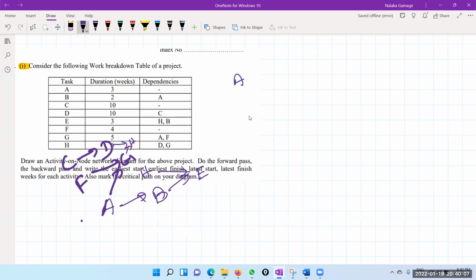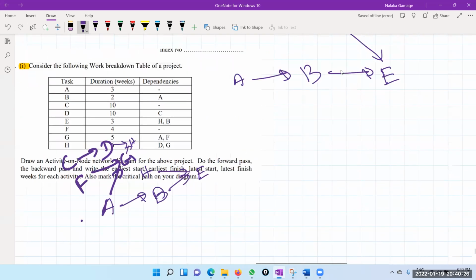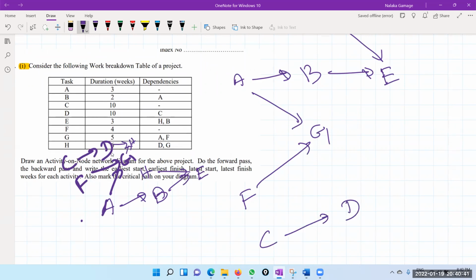So I have A. Depending on A, we have B. Depending on B, we have E. And also we have H. Then we have A and G, F and G, and C, D. And H depends on D and G. Okay, so that is my diagram.